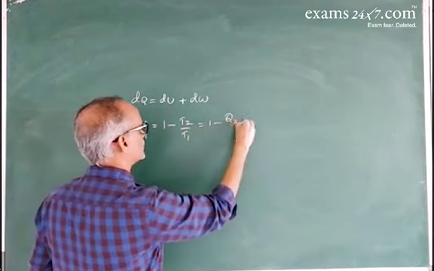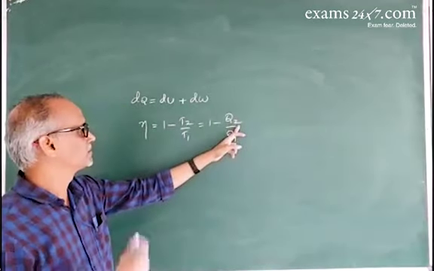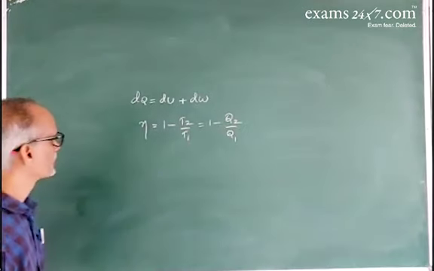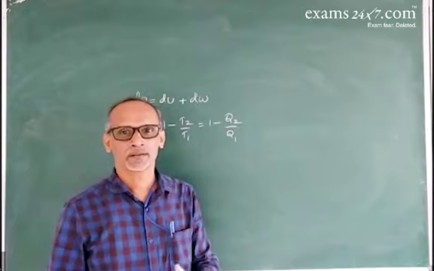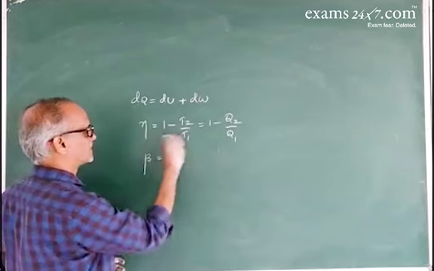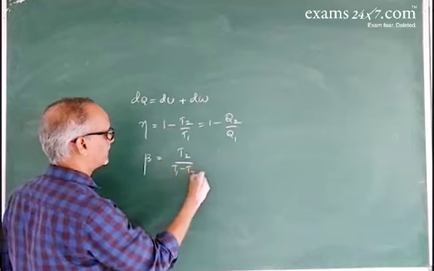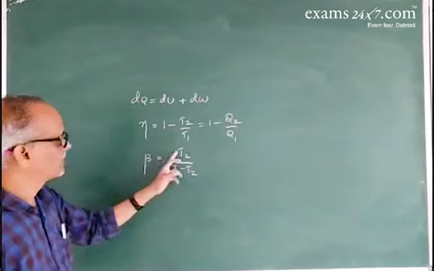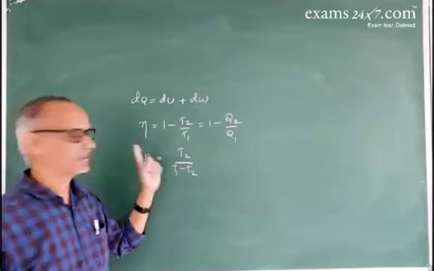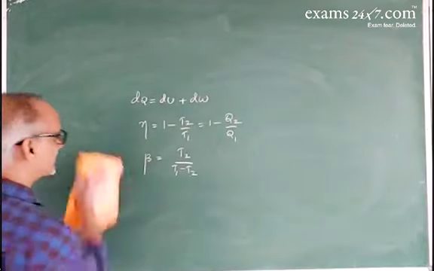That is equal to 1 minus Q2 by Q1, where Q1 is the amount of heat absorbed and Q2 is the amount of heat rejected. T1 is the temperature of the source, T2 is the temperature of the sink. In the case of a refrigerator, the coefficient of performance is defined as the ratio T2 by T1 minus T2, where the variables are the same. T1 is the temperature of the source and T2 is the temperature of the sink. So that's the equations in thermodynamics.